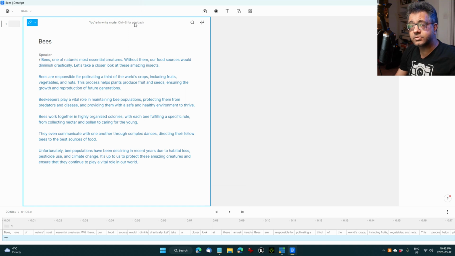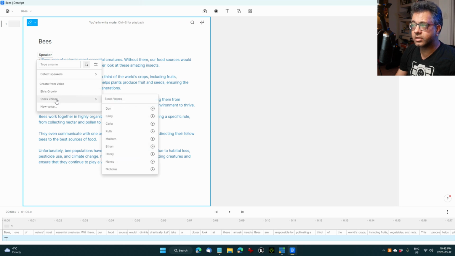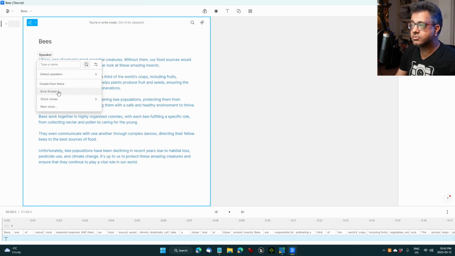Now once you paste your script in here, you have a couple of options, but all we're going to do is choose the voice that we're going to use. We could use some of their stock voices. This one is, I believe, the old Don, the trailer voice guy, that they've trained something that sounds like him. There's a couple of others that are pretty good, but I'm going to use Elvis Growley because it's already there.